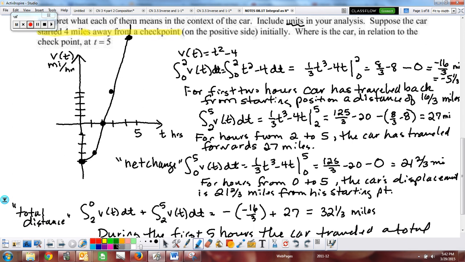Okay, so now let's come back here and let's put this in terms of our checkpoint. So this one, since this is telling me that I traveled 5 1/3 miles back, so if I started 4 miles away from the checkpoint and I traveled 5 1/3 miles back in that direction, I am now going to be 1 1/3 miles behind the checkpoint.